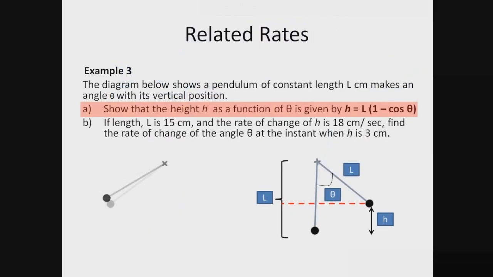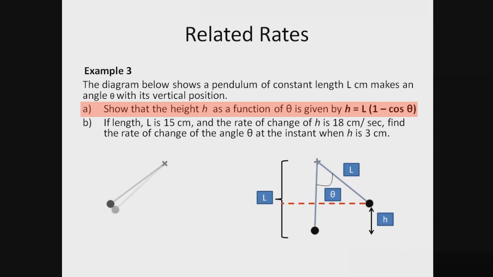Now moving on to example 3. The diagram below shows a pendulum of constant length L centimeter that makes an angle theta with its vertical position. Question A. Show that the height h as a function of theta is given by h is equal to L, in brackets 1 minus cos theta.